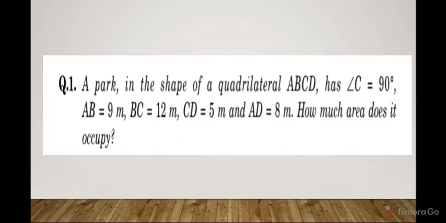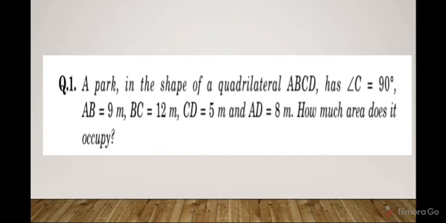The question is, a park in the shape of a quadrilateral ABCD has angle C equal to 90 degrees, AB is equal to 9 meter, BC is equal to 12 meter, CD is equal to 5 meter and AD is equal to 8 meter. How much area does it occupy?